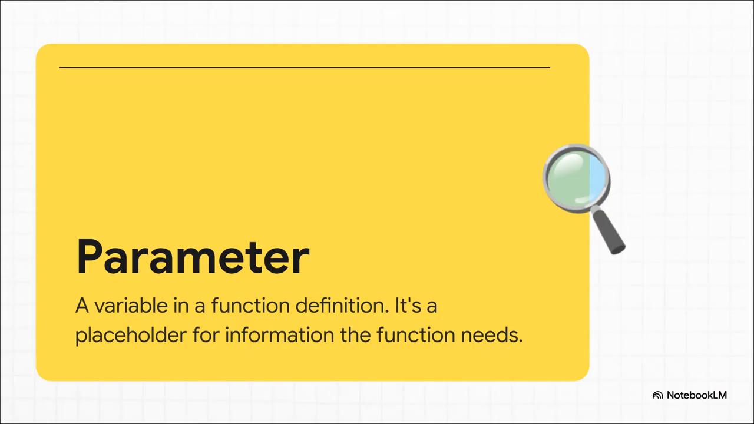First up, let's talk about parameters. The easiest way to think about a parameter is that it's the shopping list for your function. When you first create a function, you're telling it, hey, to do your job, you're going to need these things. It's basically a placeholder, like a blank space on a form, just waiting for you to fill it in.